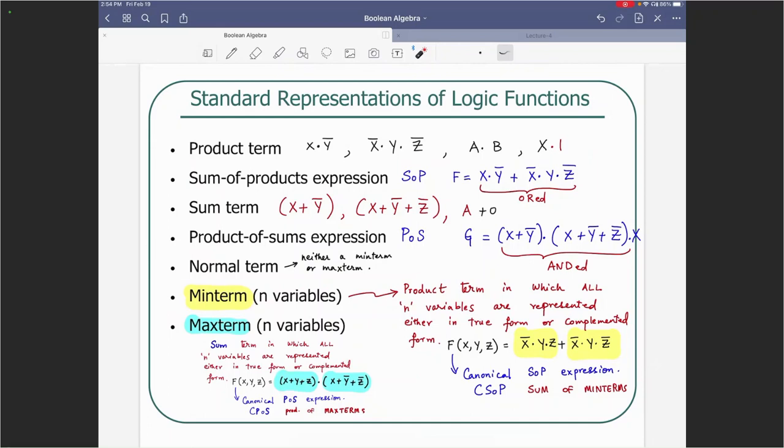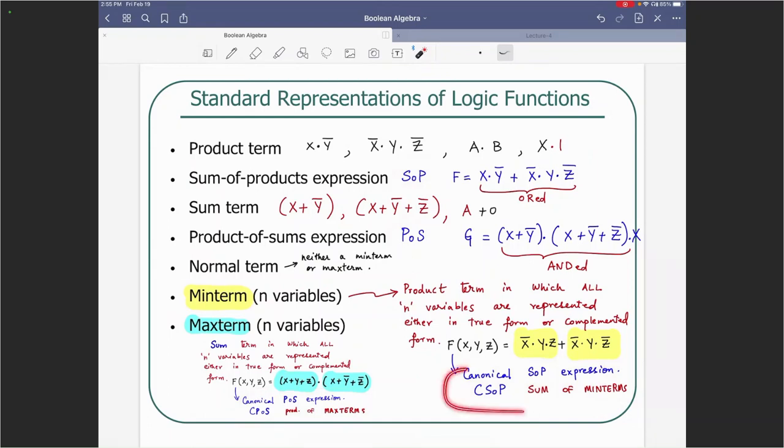All right, so we talked about these. Questions about the representations, the standard representations? Essentially, I'm looking at understanding of CPoS, SOP, POS, CPoS, and CSoP. Now, let me ask you guys a question. Is a canonical sum of product expression, CSoP expression, unique for a logic function? Yes. You got it.